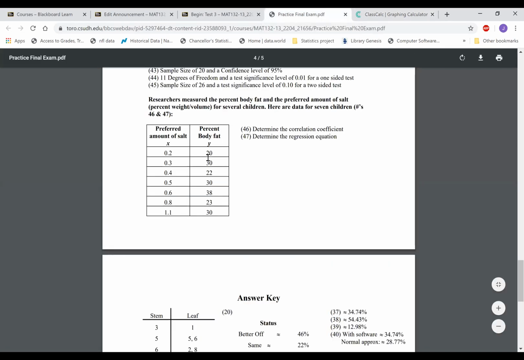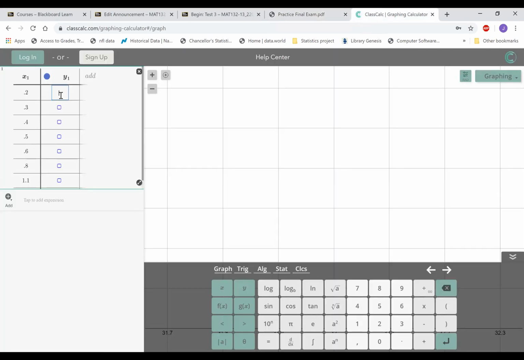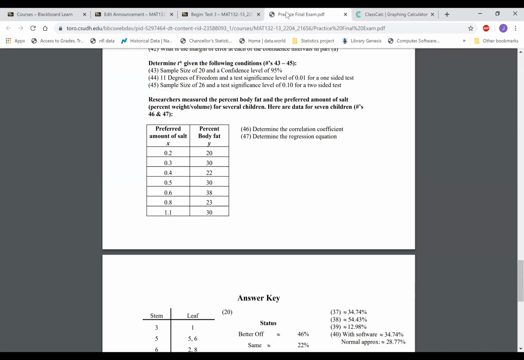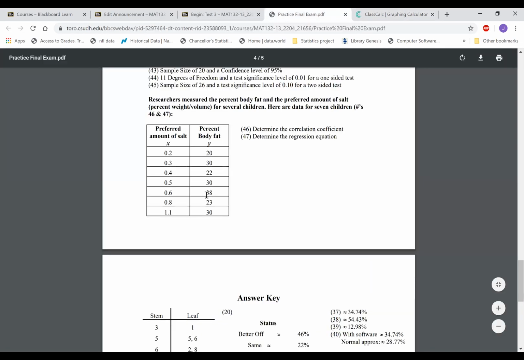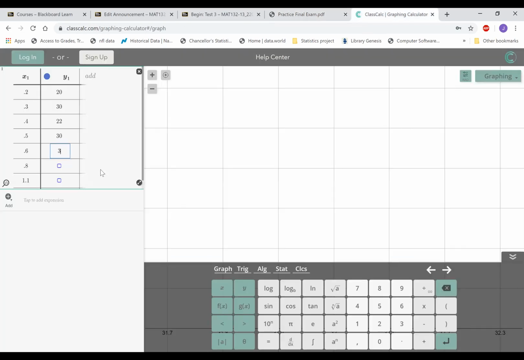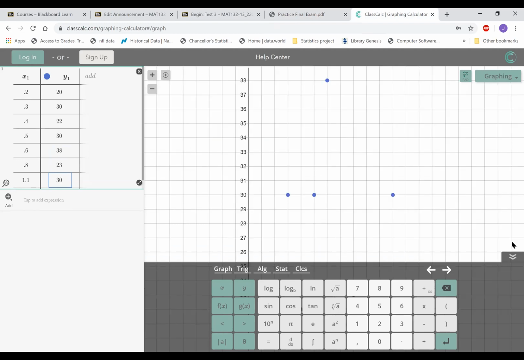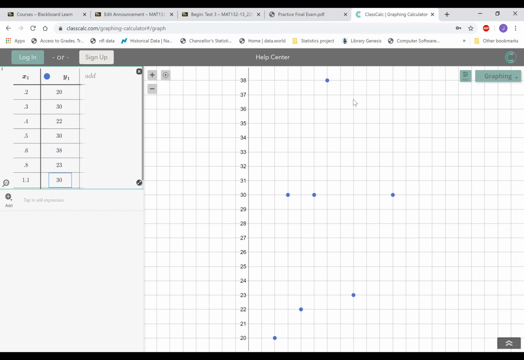Now we're going to enter your Y values. So 20, 30, 22, and once again, 30. And then 38, 23, and again 30. If you press this magnifying glass, it should give you a scatter plot. So here's your scatter plot.